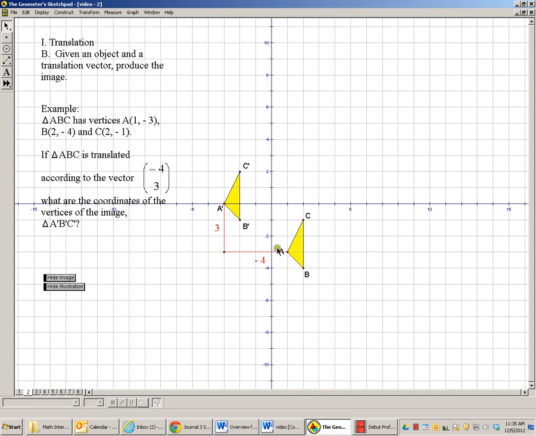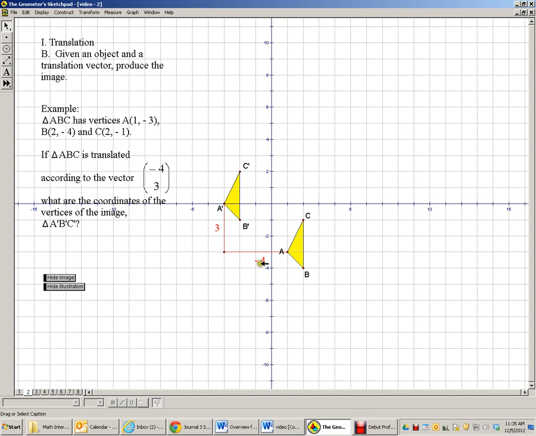For example, notice that to produce this image, I moved the point A -4 in the x direction, so 4 to the left, and then I moved it +3 in the y direction. So A prime, the image, would end up being right here. Similarly, you could do the exact same thing for the other vertices. So B, if I go 1, 2, 3, 4 to the left, and 1, 2, 3 up, there's my B prime, and likewise I can produce my C prime that way.